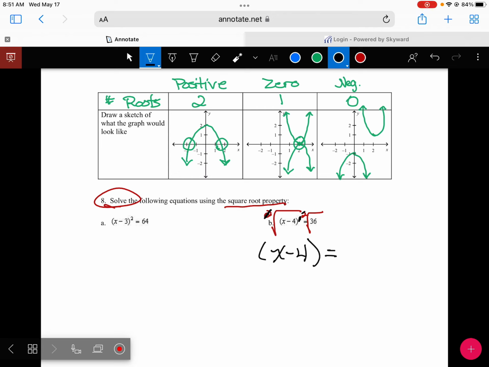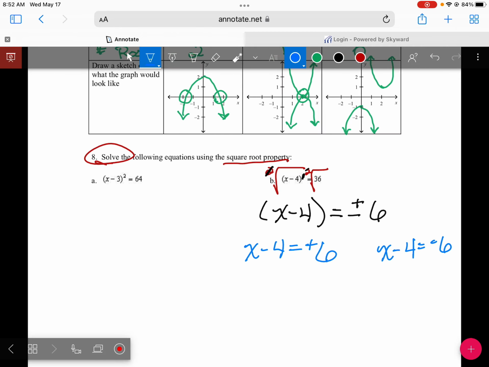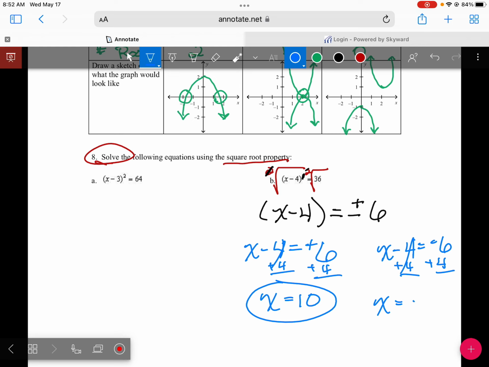equals. Now, when you take the square root and it's by itself on the other side, it can be equal to the positive or the negative value. So I'm going to say x minus 4 equals the positive 6, and x minus 4 equals the negative 6. I need to solve for x, so add 4, x is equal to 10. Over here, add 4 and add 4 to a negative 6. X is equal to negative 2.